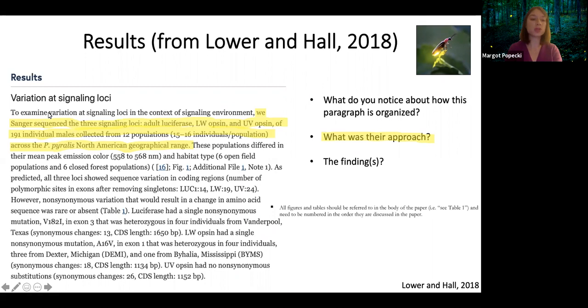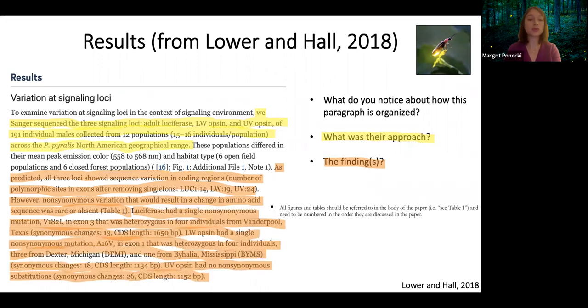So their objective was to examine variation at signaling loci, and their approach was to Sanger sequence the 3 signaling loci. And so now I am reminded as the reader what they're about to do. So now we can look at the findings. The bulk of the results are really just to describe those findings in detail. You can see here, these are all the findings. That's most of the paragraph.